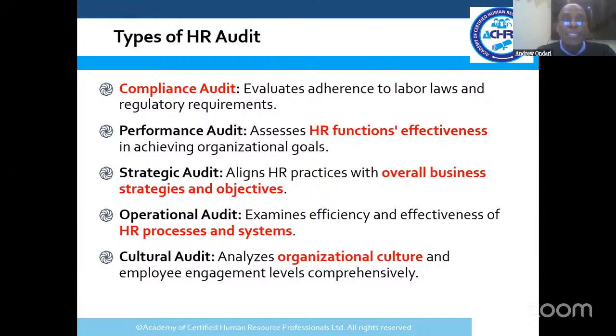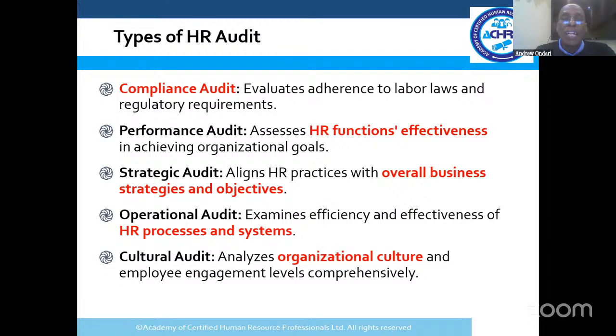For instance, in a function like recruitment and selection, we are expected to know what the Employment Act says, particularly with regard to diversity issues. Both in private and public sector organizations, compliance is a very key factor. So when you are auditing your HR functions, you look at the extent to which they comply with all the labor laws that I have mentioned.